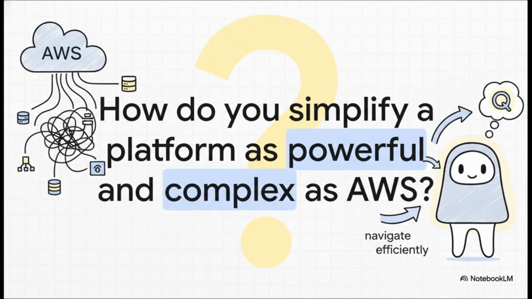So here's the thing. AWS is unbelievably powerful, right? But with thousands of features and services, it can also be, well, a little much. It's easy to get lost. So the big question is, how do you make all that power more accessible? Well, Amazon's answer to that is Q.